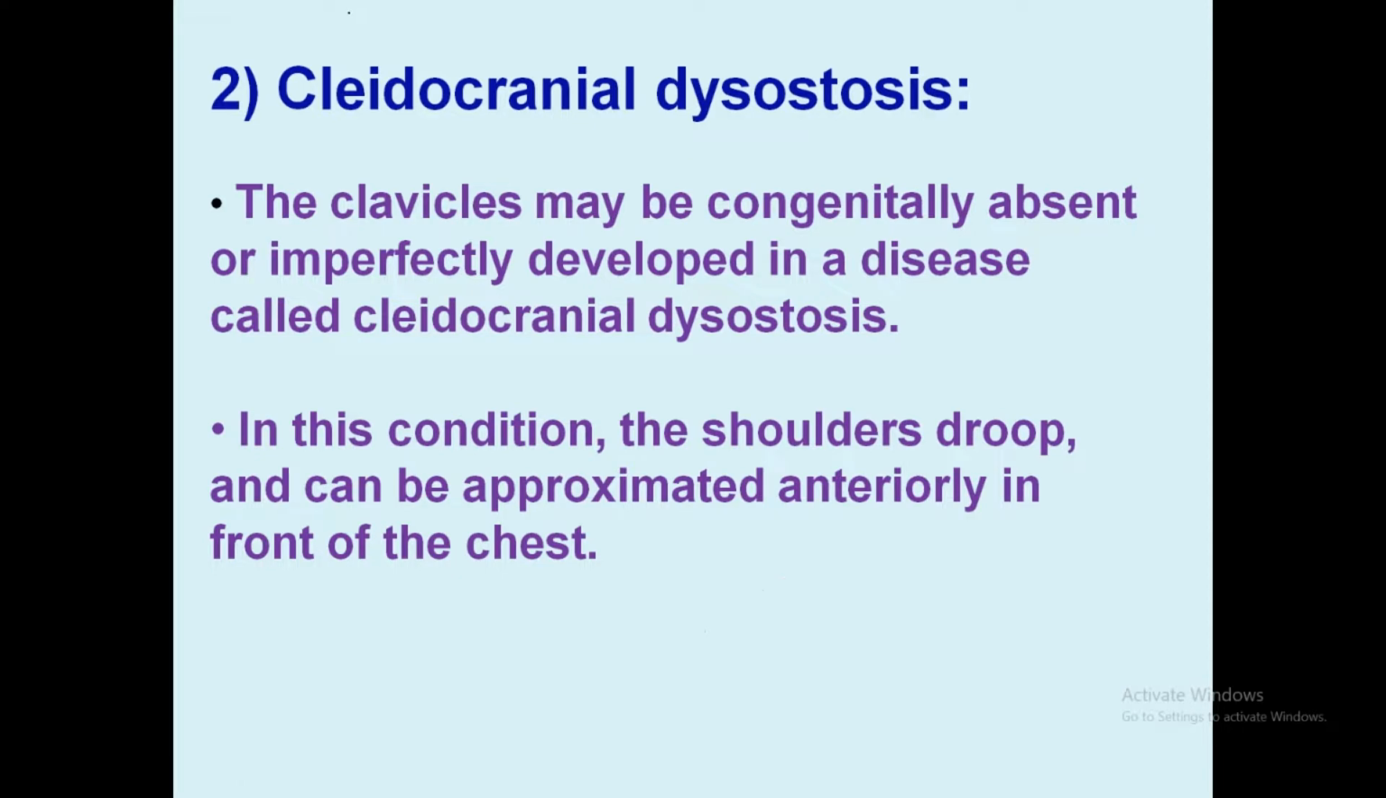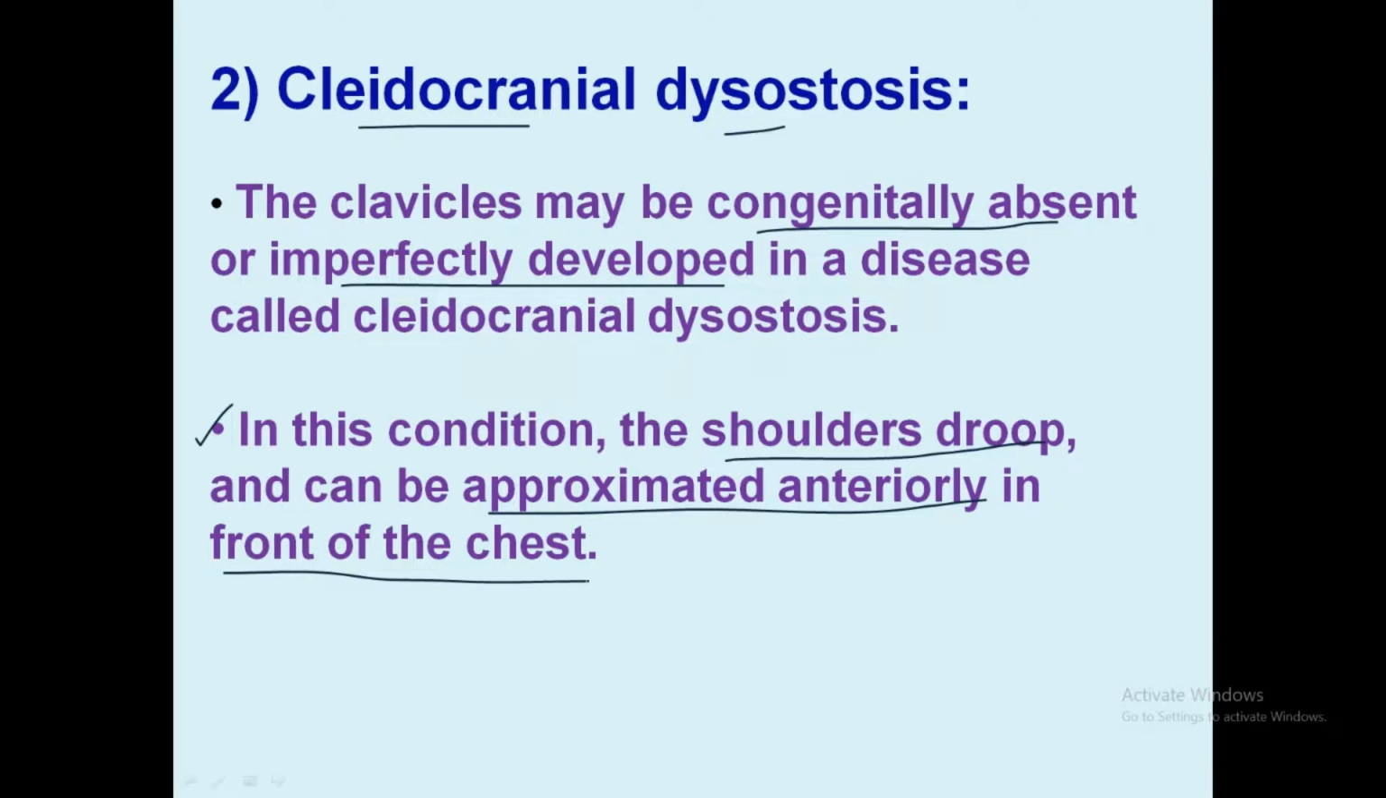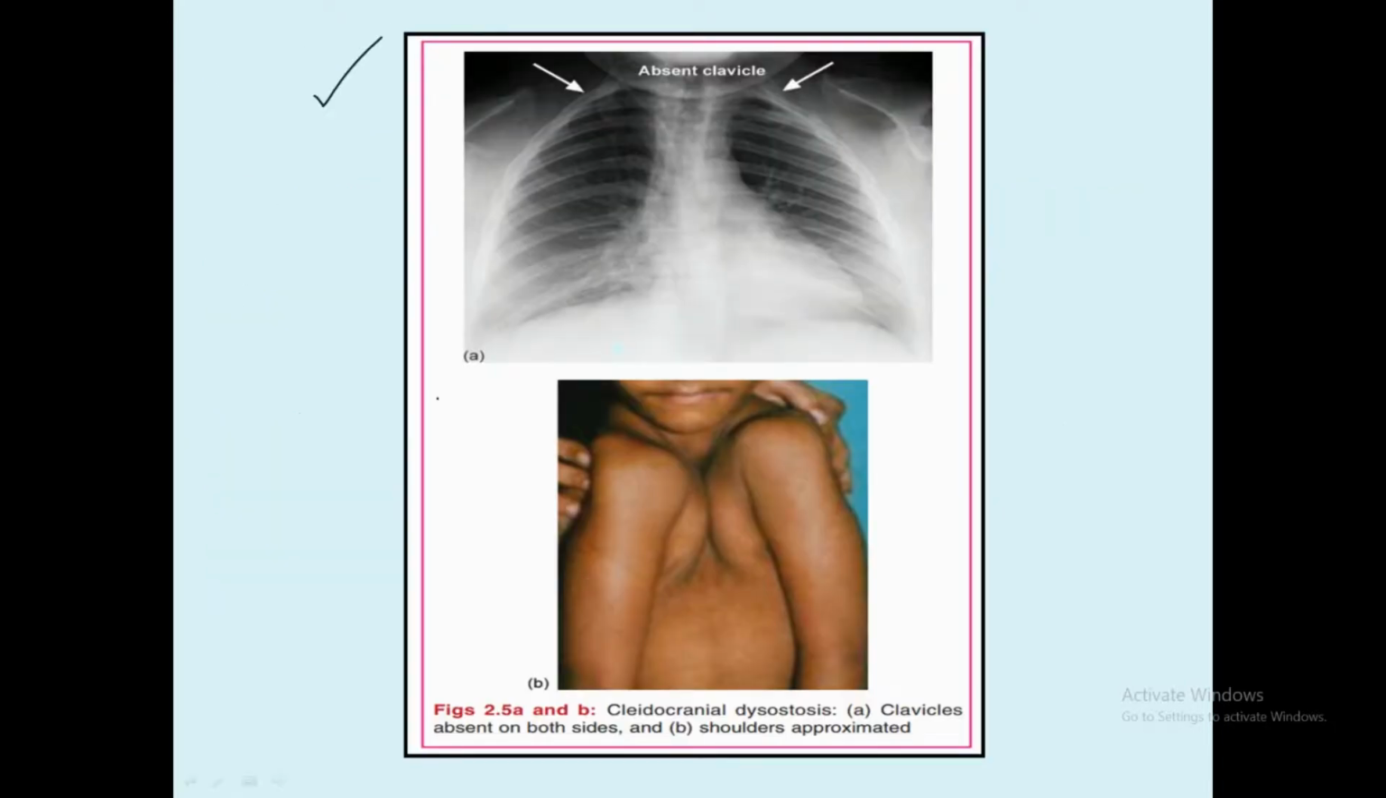Next one is cleidocranial diastasis. In this disease the clavicles may be congenitally absent, or imperfectly developed. In these conditions the shoulders will droop and can be approximated anteriorly in front of the chest. Okay, so this is an example of cleidocranial diastasis.